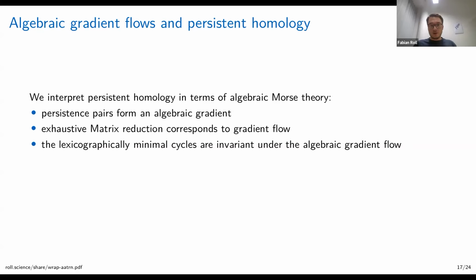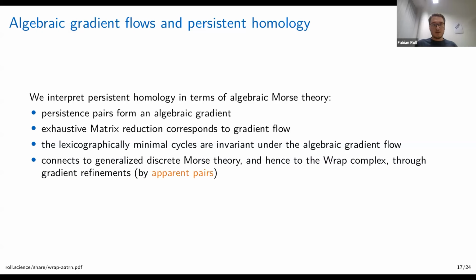Then we show that the lexicographically minimal cycles, which are related to the work by Cohen-Steiner and co-authors, are invariant under the algebraic gradient flow, which is good news because this brings the notion of lexicographic minimality closer to discrete Morse theory and therefore to the wrap complex. And lastly, we connect all of this to generalized discrete Morse theory, and hence to the wrap complex, through gradient refinements. We do this, and I'm showing this technicality here, by apparent pairs, which we learned about at the beginning when I talked about persistence computation.